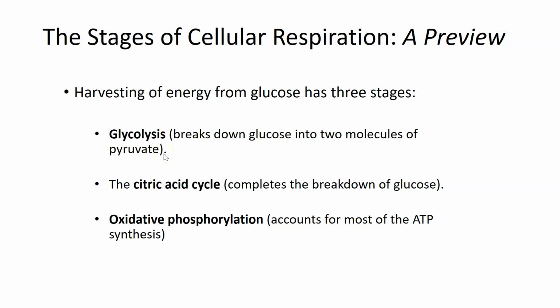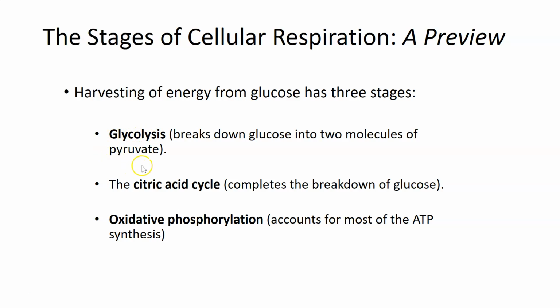If you remember, we're oxidizing glucose, so we're breaking it down by oxidizing it. But the initial breakdown products after glycolysis result in the production of pyruvate. Pyruvate is a 3 carbon molecule, and glucose is a 6 carbon molecule. So we're splitting glucose and modifying it to produce two molecules of 3 carbon pyruvate.